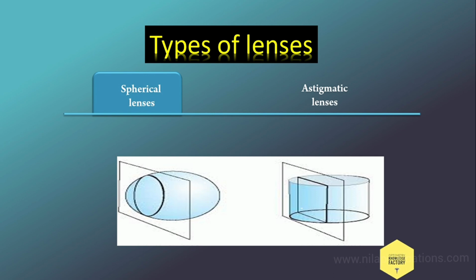Mainly, ophthalmic lenses are divided into two: spherical lenses and astigmatic lenses. A spherical lens is a part of a sphere and forms a point image of a point object. An astigmatic lens is a part of a cylinder and forms a line image or line images of a point object. Spherical lens is mainly used for correction of hypermetropia, myopia and presbyopia. Astigmatic lens is mainly used for different types of astigmatism such as simple astigmatism, compound astigmatism and mixed astigmatism. We can discuss these two lenses in detail in our next video.